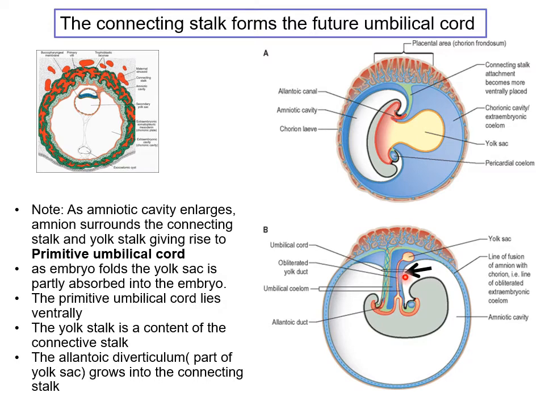Now this is the primitive umbilical cord. As the embryo folds, you can see the yolk sac is partly absorbed, partly remains outside, and the yolk stalk connects the two parts temporarily. So the yolk stalk is a content of the primitive umbilical cord, or the connecting stalk. Also note that the allantoic diverticulum from the yolk sac had gone into the connecting stalk mesoderm. So temporarily the allantoic diverticulum is also a part of the primitive umbilical cord. Let's see what else is present here.